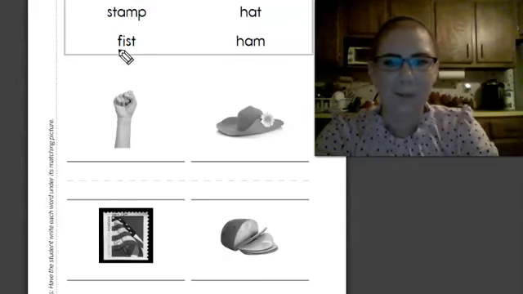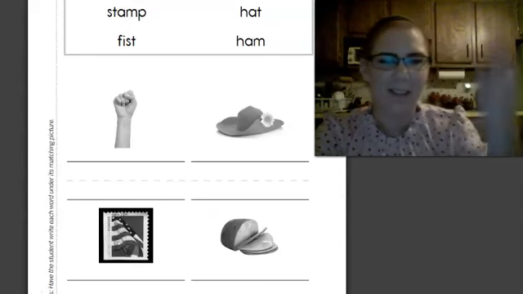Ready? Say the sounds with me. Fist. Find the picture of the fist and write the word underneath. One more. Let's do it together. Ham. Find the picture of the ham and write the word ham underneath it. Great job! When you're finished, give yourselves a pat on the back.